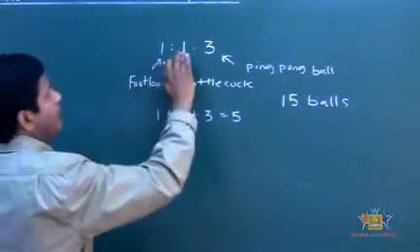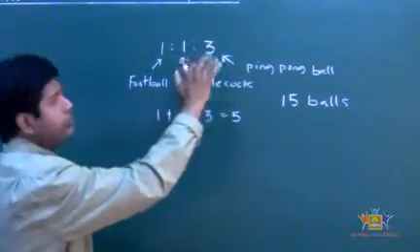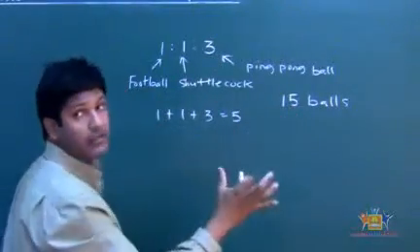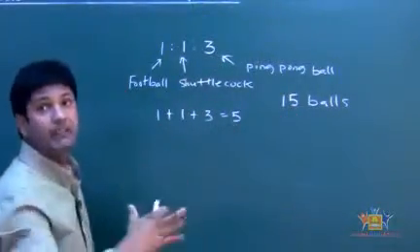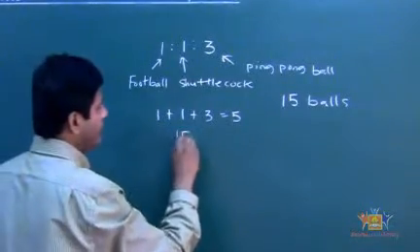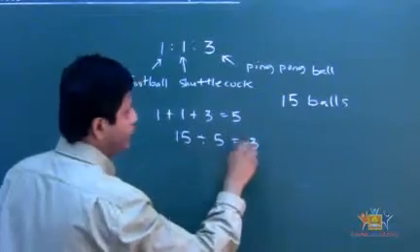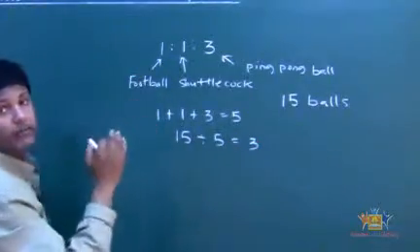This is 1 part, another 1 part, and this is 3 parts. So in total we come to 5 parts. So we're going to break that 15 into 5 parts. That means 15 divided by 5. So 15 divided by 5, that gives you what? Exactly 3. So each part represents 3.